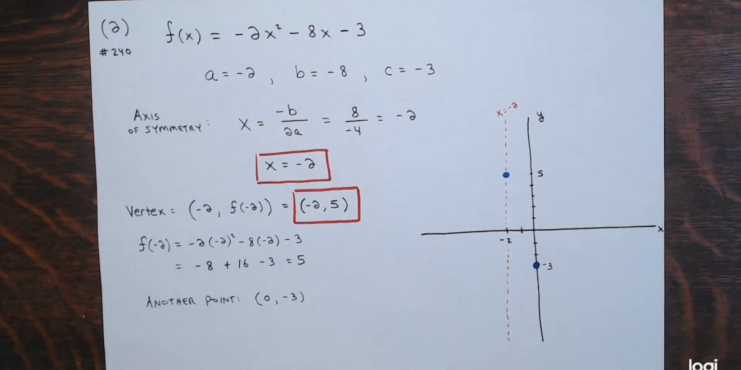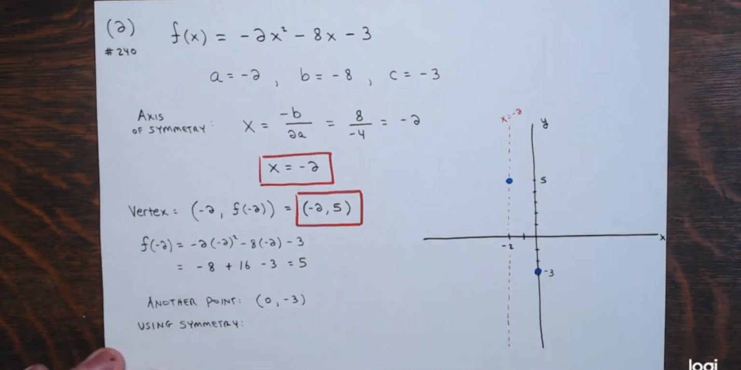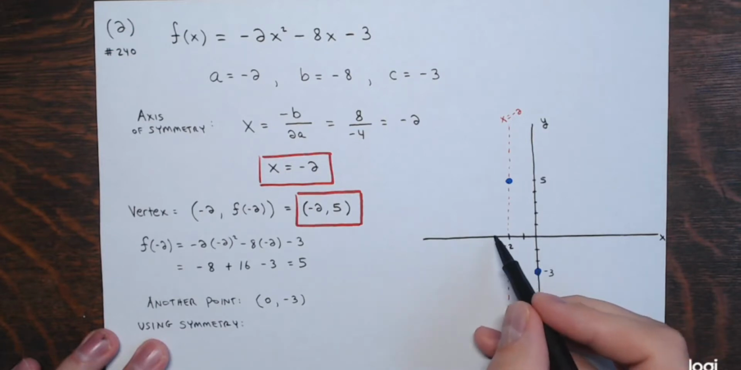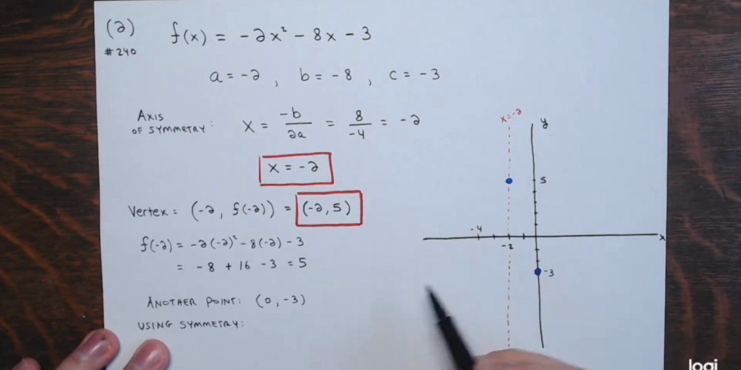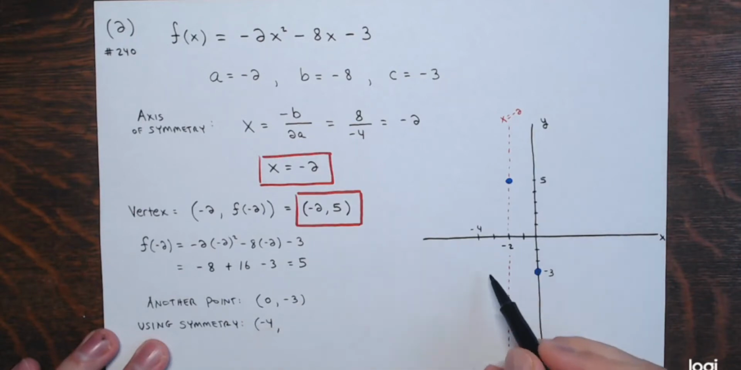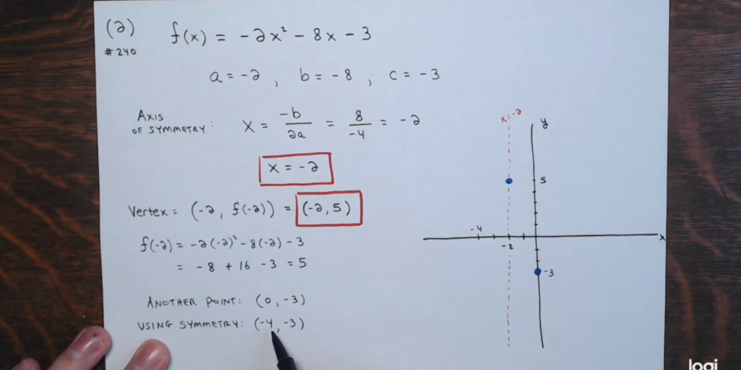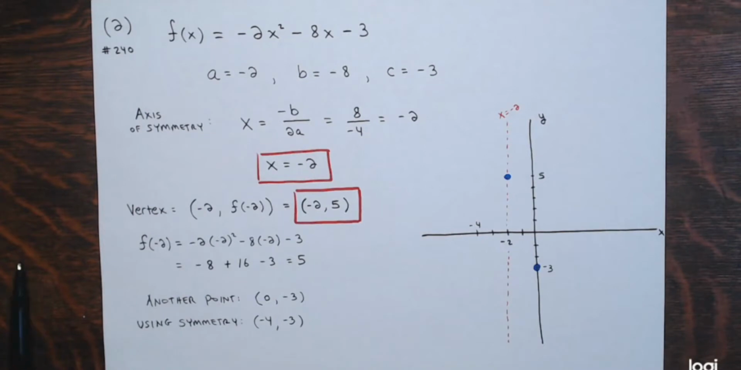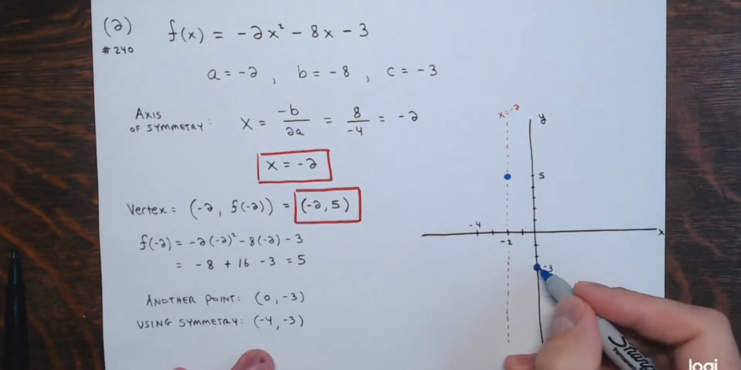And then using symmetry, we can find another point, a point on the other side of the axis of symmetry that will be on this parabola. Well, 0, -3, that's 2 units to the right of the axis of symmetry. So I just need to go 2 units to the left, to -4. So -4 will also give me an output of -3. And you can test this. Plug in -4 for x into the function, and you'll see that you'll get -3 as an output.